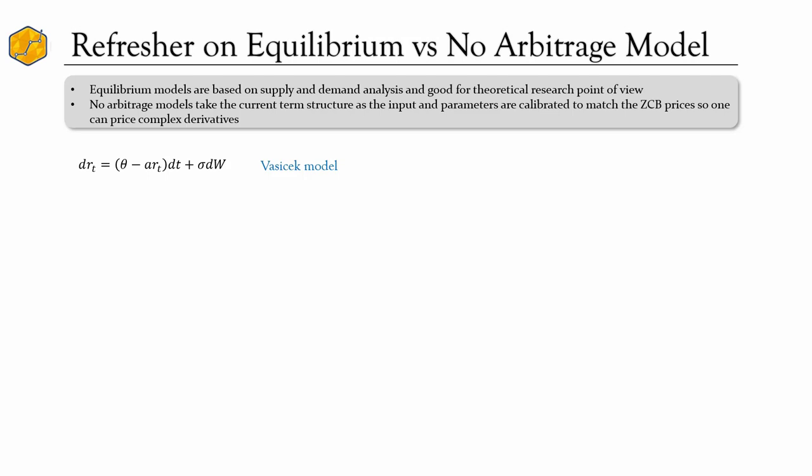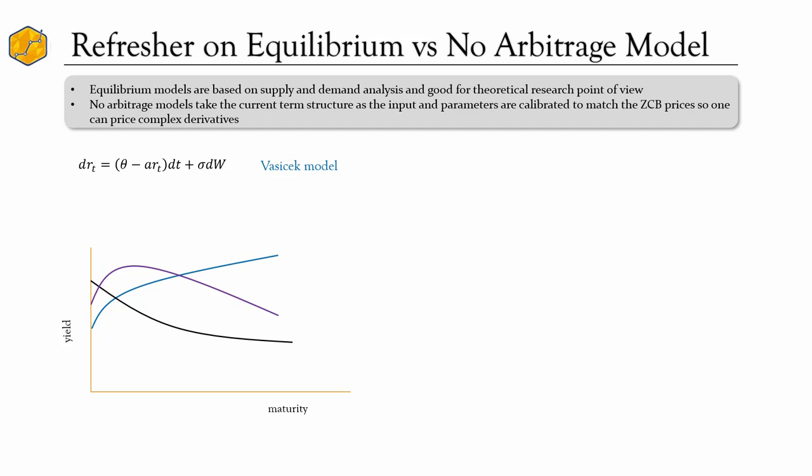Now, from the short rate dynamics, it is possible to derive the price of zero coupon bonds analytically in this case, and hence we can derive the spot rate curve or the term structure. Now, the kinds of term structures that come out of the Vasicek model are way too simplistic. After all, we only have just three parameters. We have theta, we have a, which is the speed of mean reversion, and we have sigma. With different values of these three parameters, we can only generate simple term structure shapes like this.